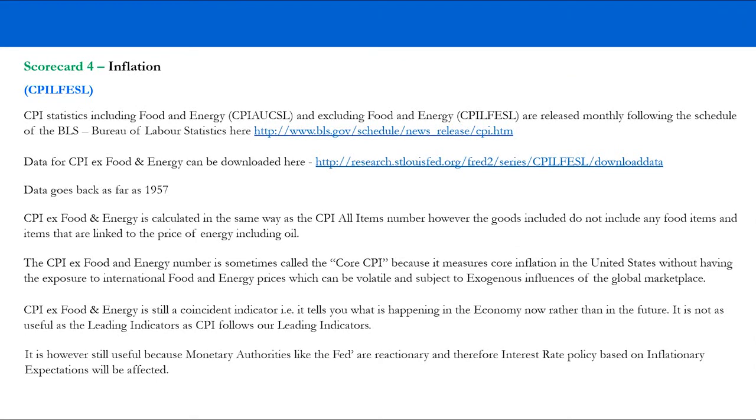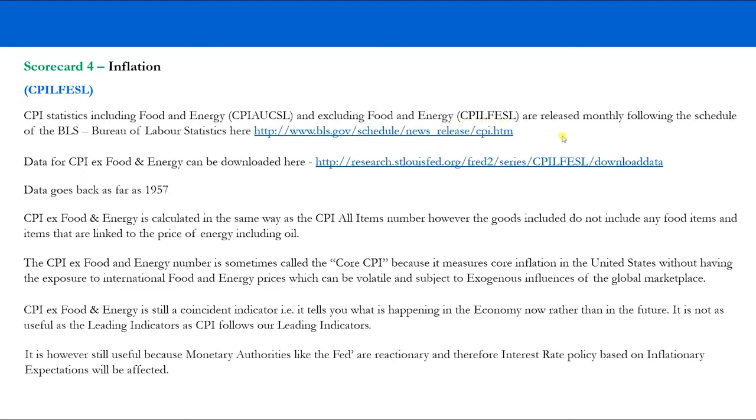Okay, so what we're going to do now is just crack on and go straight into the CPI statistics excluding food and energy. If you recall earlier, we looked at the CPI all items including food and energy. The code that we look for when we look for the CPI including food and energy is CPIAUCSL. When we look for the excluding food and energy number, so the CPI that excludes food and energy prices, we look for the CPILFESL code.